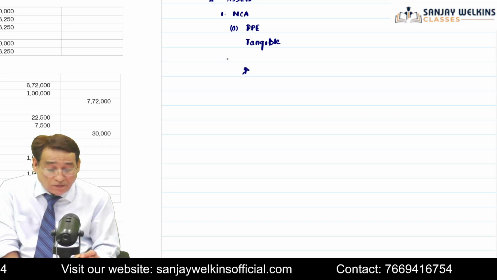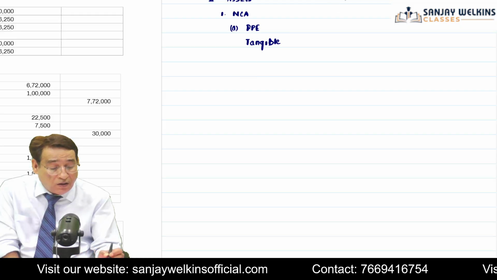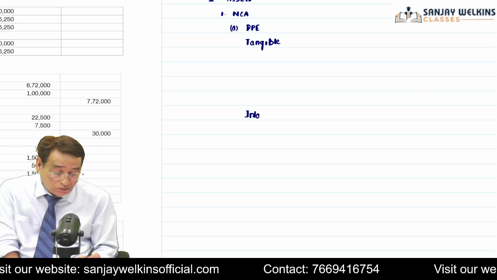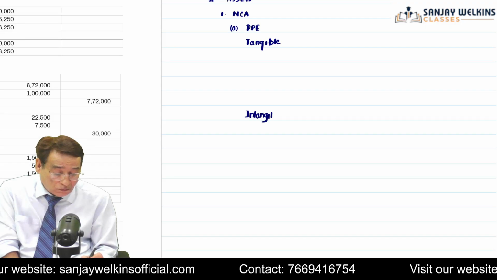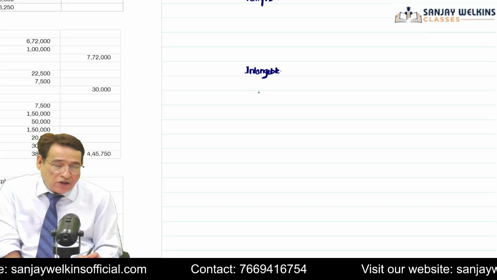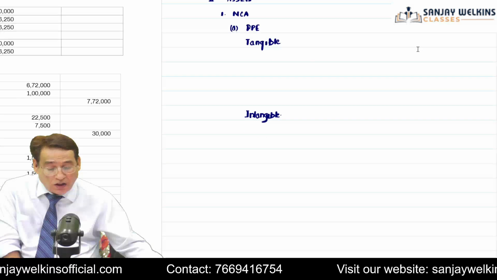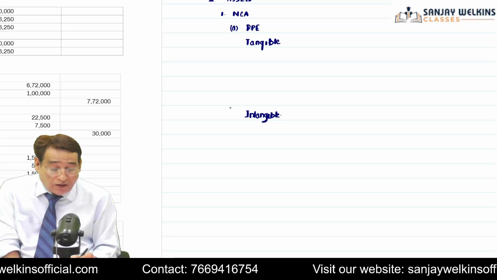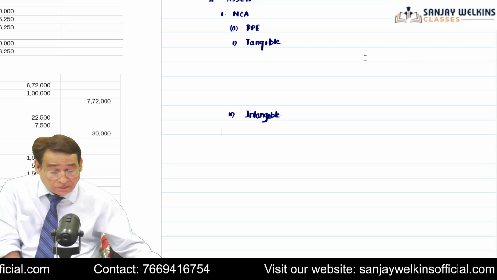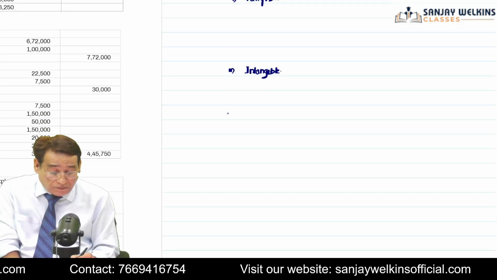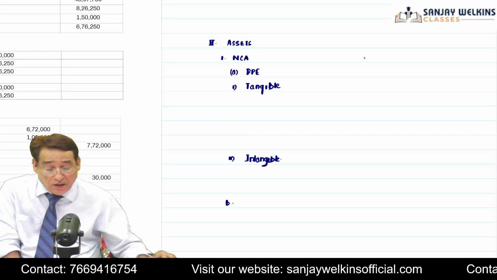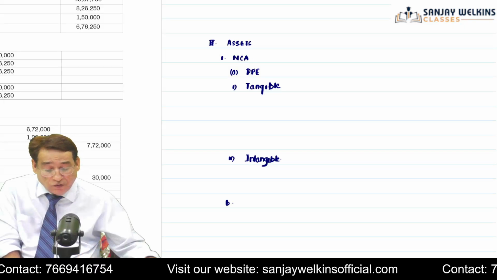You will have to leave some space for the same. Then I am going to write intangible. Generally, capital work in progress and intangible asset under development will not be given to you. Only these two items will be given to you. Under property, plant and equipment: tangible, intangible, and then we will write here B. Under non-current asset, the first one is property, plant and equipment. These are our non-current assets.